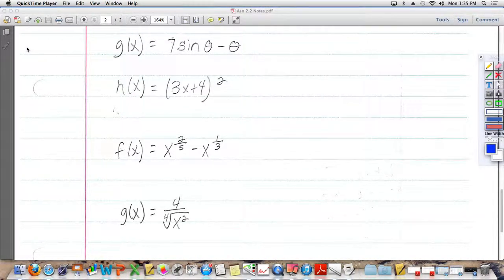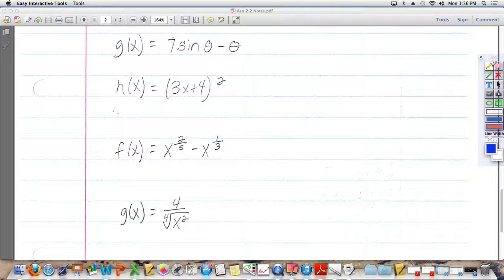Alright, so this is continued from Friday. We already talked about g of x being the sine of 7θ minus θ. So we have 3 more examples to do, and then we're going to call it quits in terms of notes for this section. I have a couple more assignments for you guys to work on.